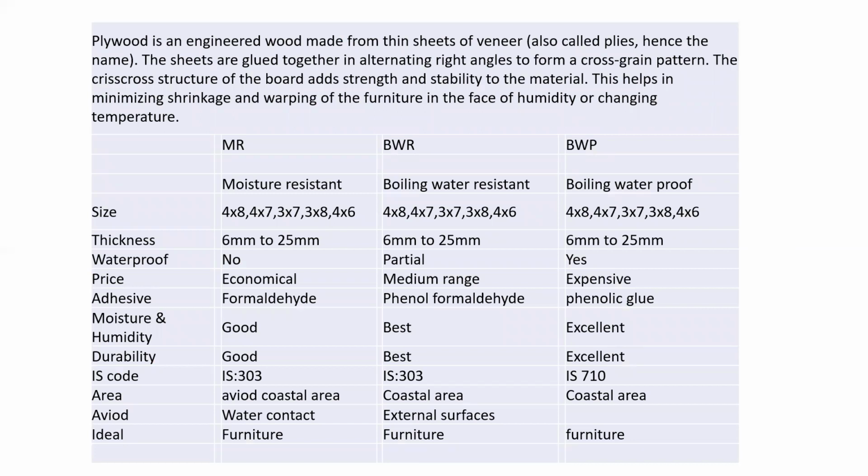MR is not a waterproof ply, BWR is partially waterproof, and BWP is waterproof ply. If you would like to check the waterproof property of the plywood, just cut one piece and put it into a glass with water for 72 hours. If it does not peel up and stays in its original shape, it is BWP ply, which specifies IS 710.